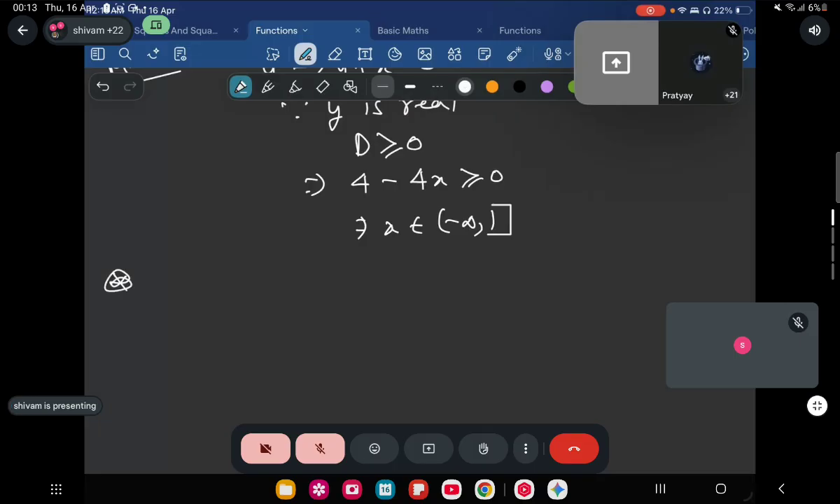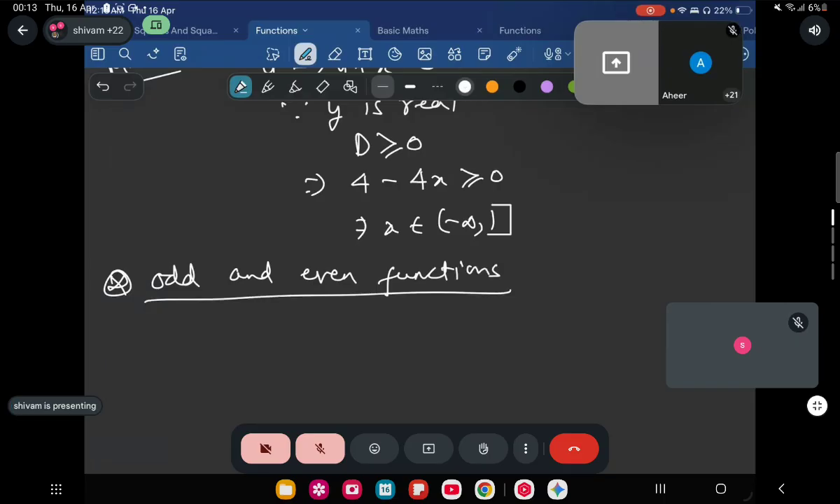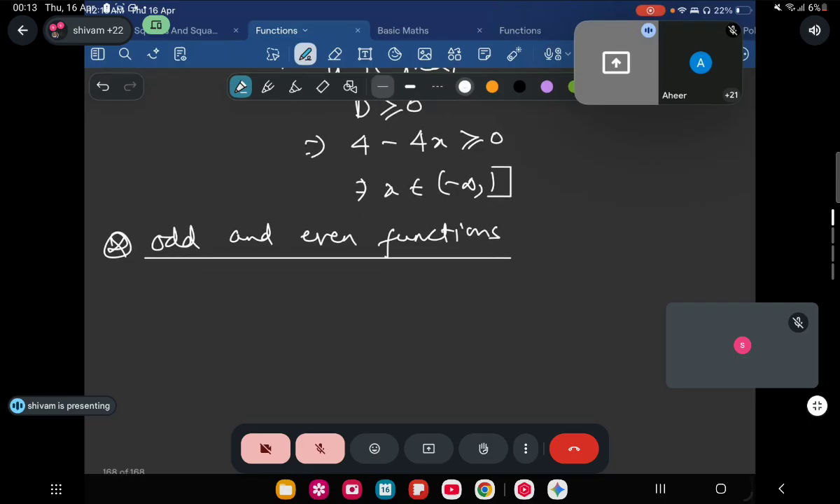Our next topic is odd and even functions. Although I have discussed what odd and even functions are before, let us go through it again. A function f of x is defined on the symmetric interval.